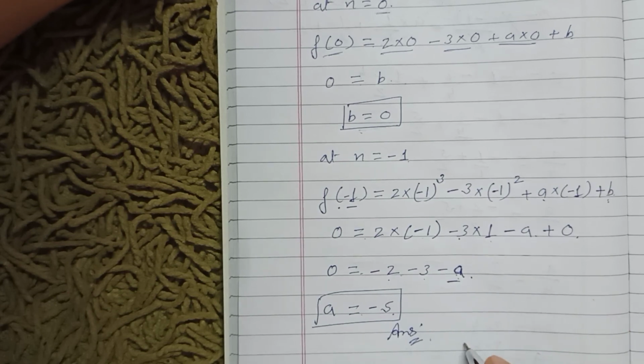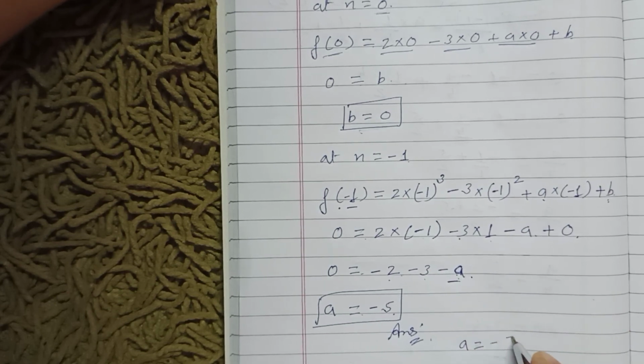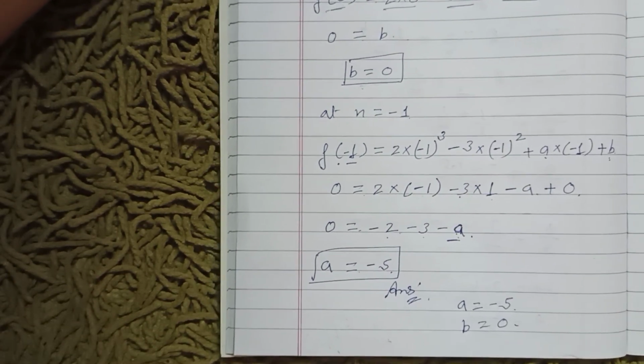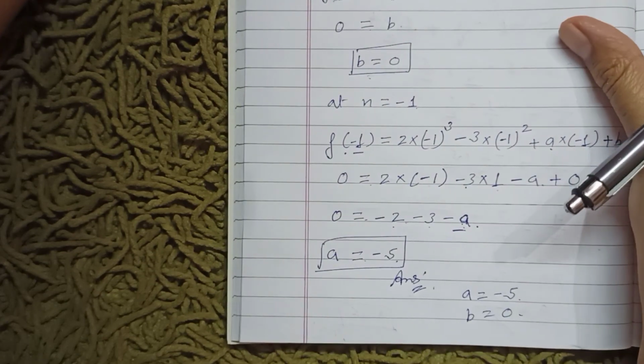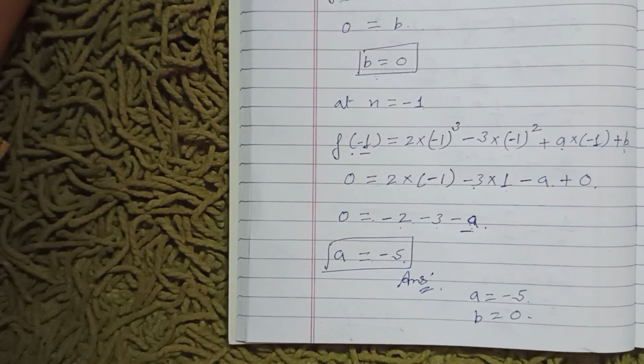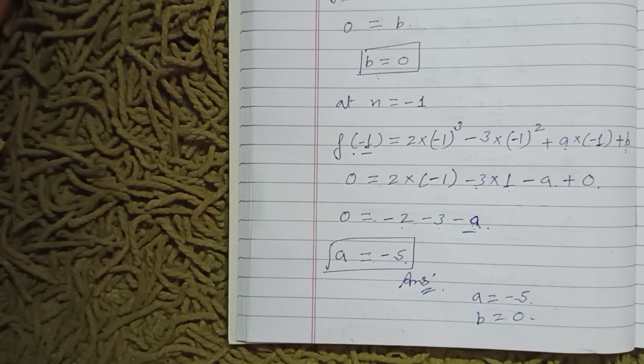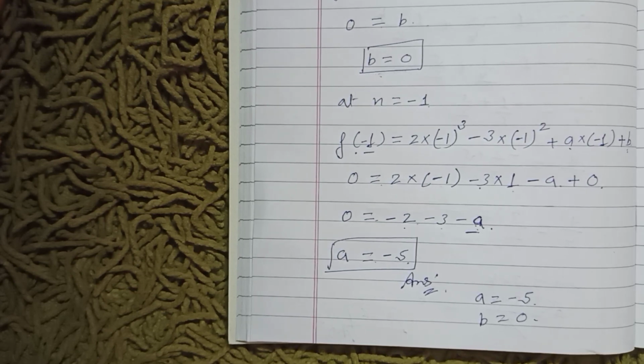Okay, so we obtained our result. A is equal to minus 5 and b is equal to 0. Okay, so this was the type of questions which are asked in exams, or you can say important from exam point of view. So that's it for today.